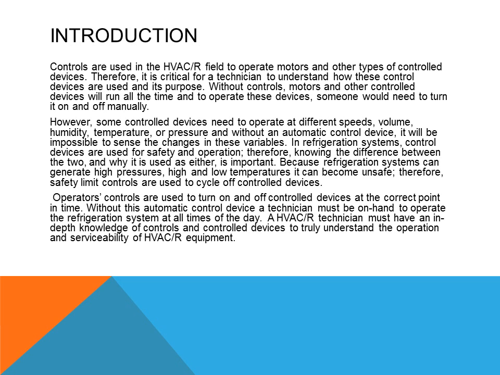Because refrigeration systems can generate high pressures, high and low pressure temperatures can become unsafe. Therefore, safety limit controls are used to cycle off controllers and control devices and operators. Operator controls are used to turn on and off control devices at the correct point in time.